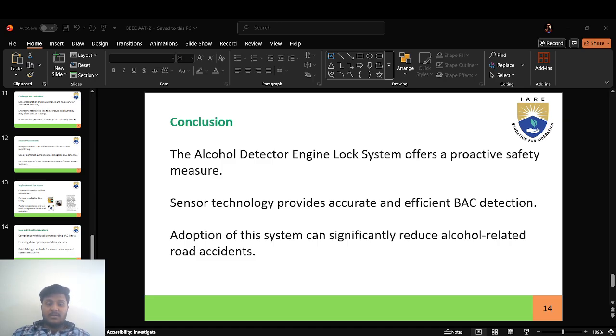Adaptation of this system can significantly reduce alcohol-related road accidents. Using this system can greatly lower the number of accidents caused by drunk driving. Many road accidents occur because drivers operate vehicles under the influence of alcohol. By installing this system in cars, buses, and other vehicles, drivers who are not sober will be unable to start the engine. This greatly reduces the chances of risky driving behavior and helps create safer roads for passengers, pedestrians, and other motorists.